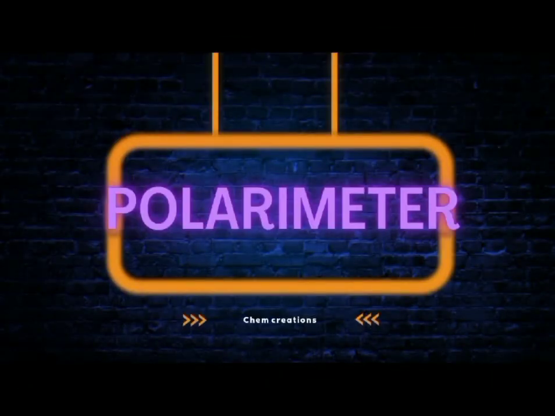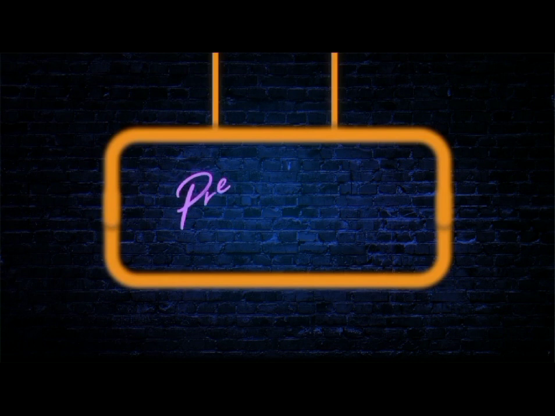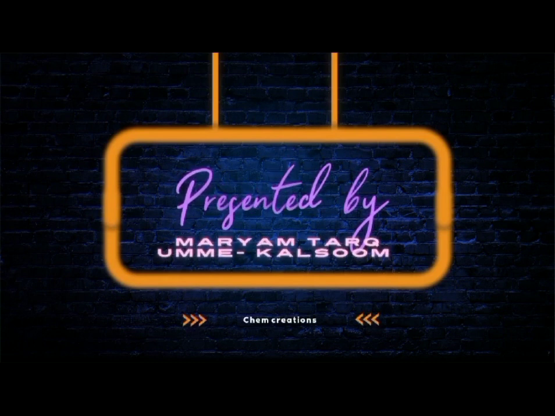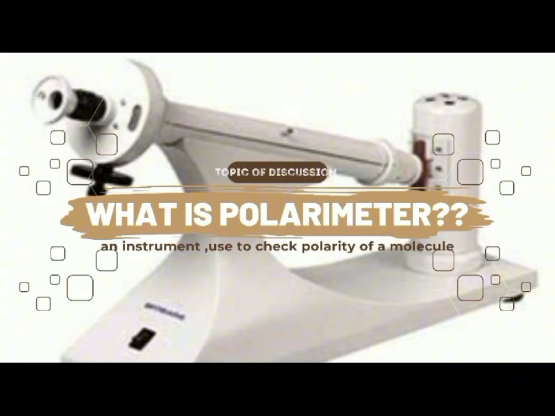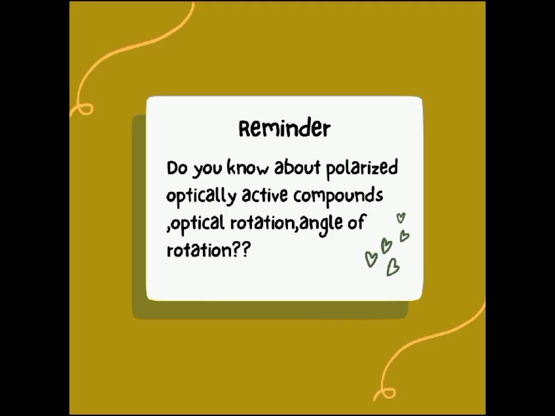Today we will discuss what a polarimeter is, how we use a polarimeter, and the parts of a polarimeter. First, what is a polarimeter? A polarimeter is an instrument which measures the angle of rotation by passing polarized light through an optically active substance. Now we will revise our previous knowledge.